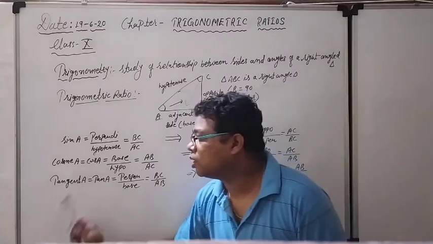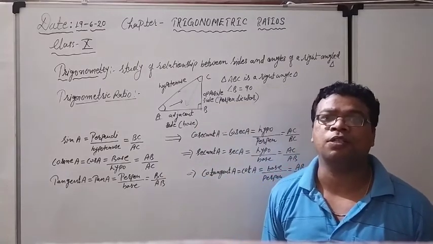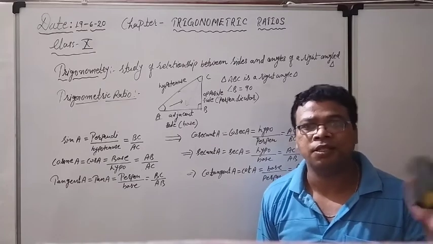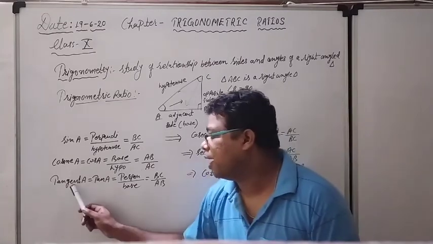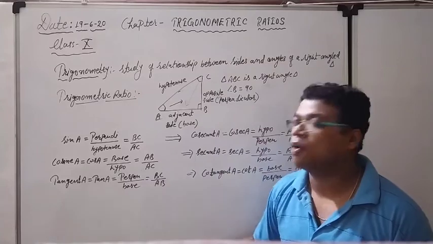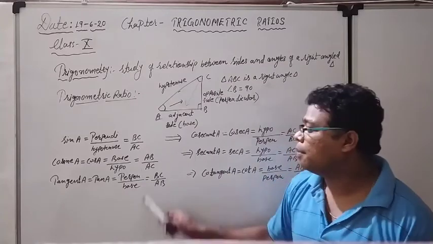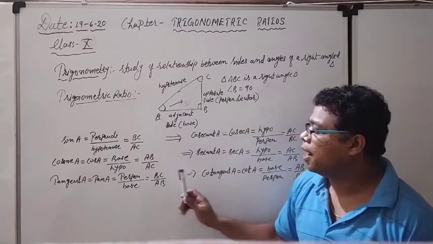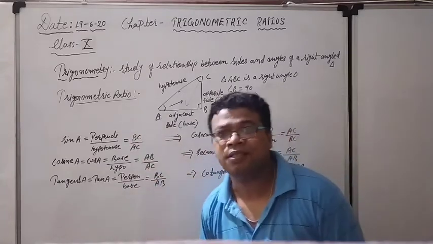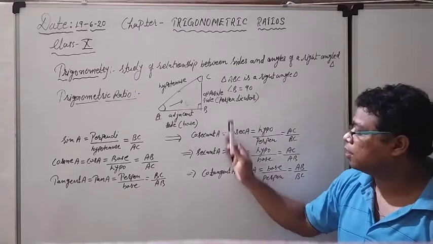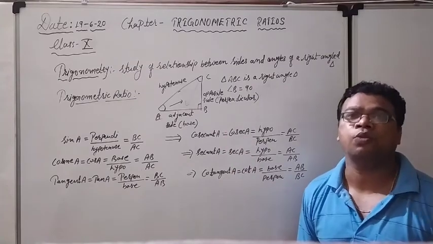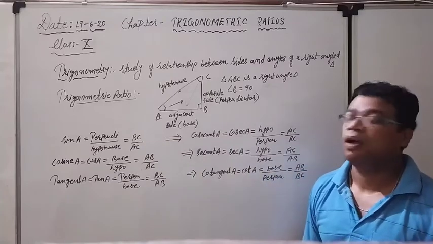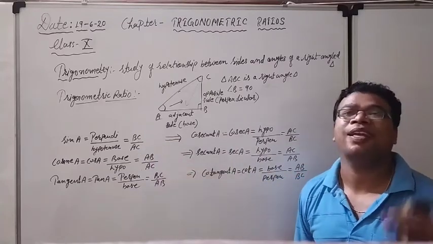Now come to the third trigonometric ratio. Tangent A. A is the angle, tangent is the name of that particular ratio, and this ratio is equal to the perpendicular upon base of a right angle triangle. Perpendicular is BC and base is AB. After completing these 3, there are three other ratios, which are just reciprocals of the other trigonometric ratios respectively.